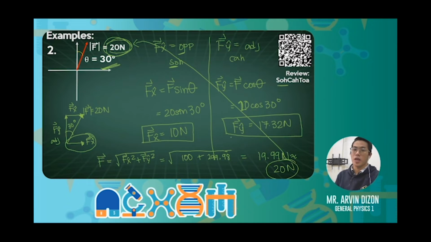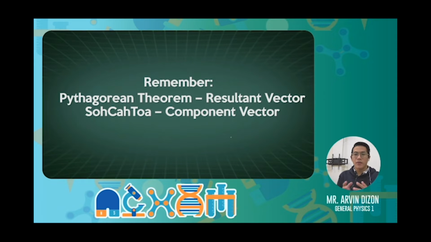So that's how you check. Again, remember that if you want to find the resultant of a vector, you have to use the Pythagorean theorem. Meanwhile, if you want to find the component of a vector, you have to use SOHCAHTOA, following the angle of your illustration or your situation.